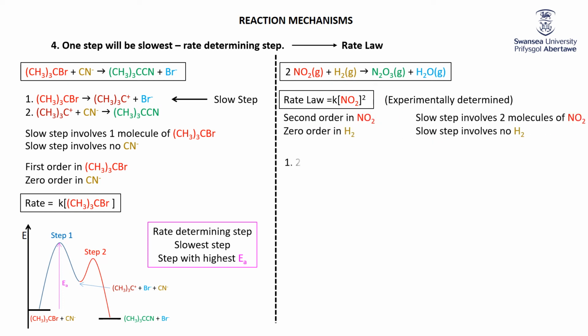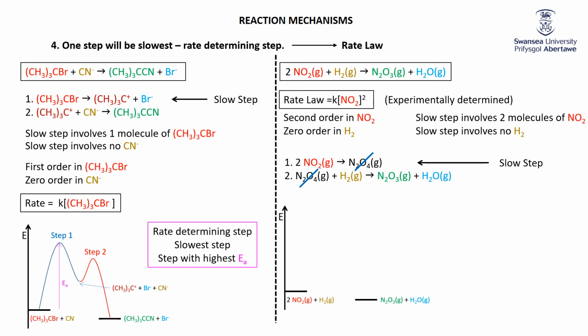So we could come up with a possible mechanism for this, in which we say, well, first of all, let's have 2 molecules of NO2. There are the 2 molecules of NO2 coming together to make an intermediate, N2O4, and then that intermediate, N2O4, reacts with the hydrogen that's got to be involved in the reaction, but it's got to be after the slow step, to make these final products. Slow step, step 1, doesn't involve the H2, does involve 2 molecules of NO2. This is experimentally observed. This is what we derive from that theoretically.